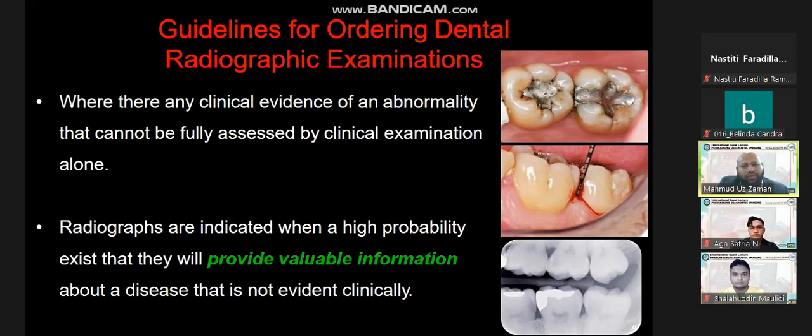Then you need to go for a panoramic radiograph. Or sometimes there is a patient with TM joint dislocation or disc dislocation. Then you need to go for MRI, because with MDCT or CT you cannot see the disc dislocation. So depending upon your clinical examination and the history of the patient, you will go for a radiograph.